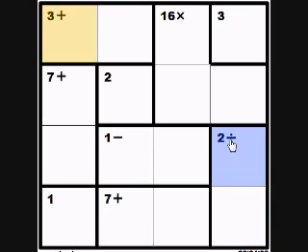The operator here is a division, and it needs to result in a 2. There are two pairs of numbers from 1 to 4 that could result in a division of the number 2: 4 and 2, and 2 and 1. And essentially that's the basics.